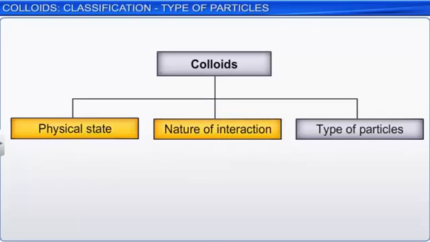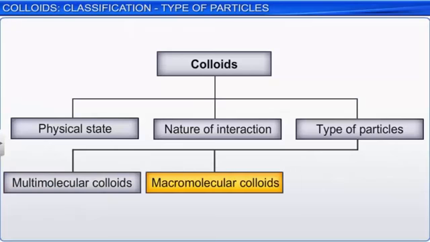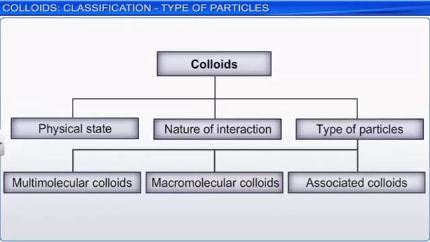You already know two ways of classification of colloids. Another third method of classification is based on how different substances that form a colloidal solution acquire the required particle size. Accordingly, colloidal solutions are classified into the following three categories: multimolecular colloids, macromolecular colloids, and associated colloids.